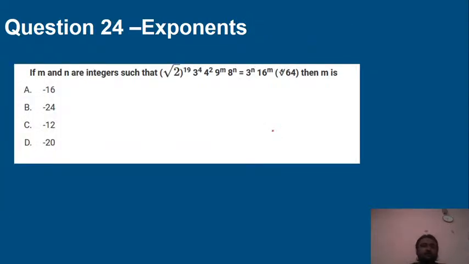So another exponents question, I'm going to give you guys 3 to 4 minutes and then I'll solve it for you.